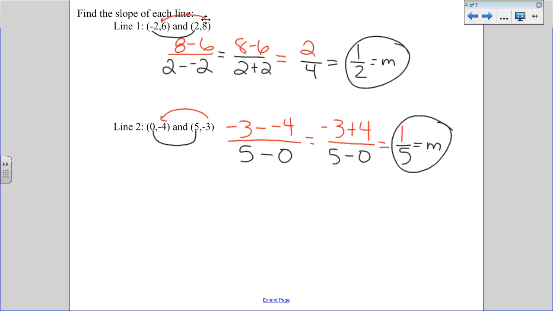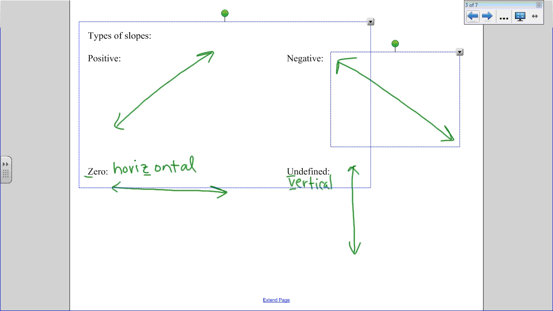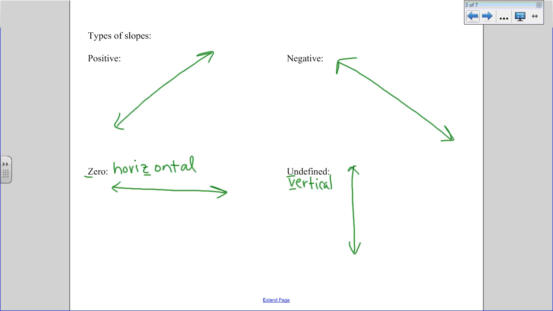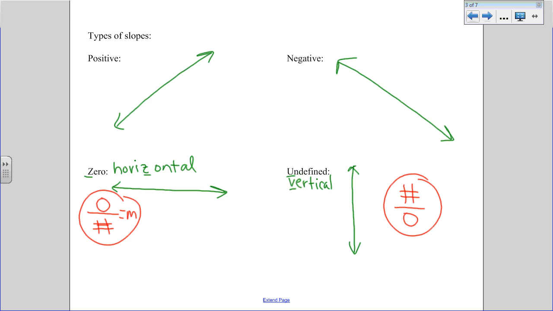I do want to go back and talk about these types of slopes here. Positive slopes go up and to the right, negatives go down to the right. Horizontals are straight across, but how do we recognize zero slope? Well, zero slope is going to be 0 over some number when we do our slope ratio. So m is going to equal 0 over some number. For undefined slope, we're going to have some number over 0. Because division by 0 is undefined, this is why it is called undefined slope.